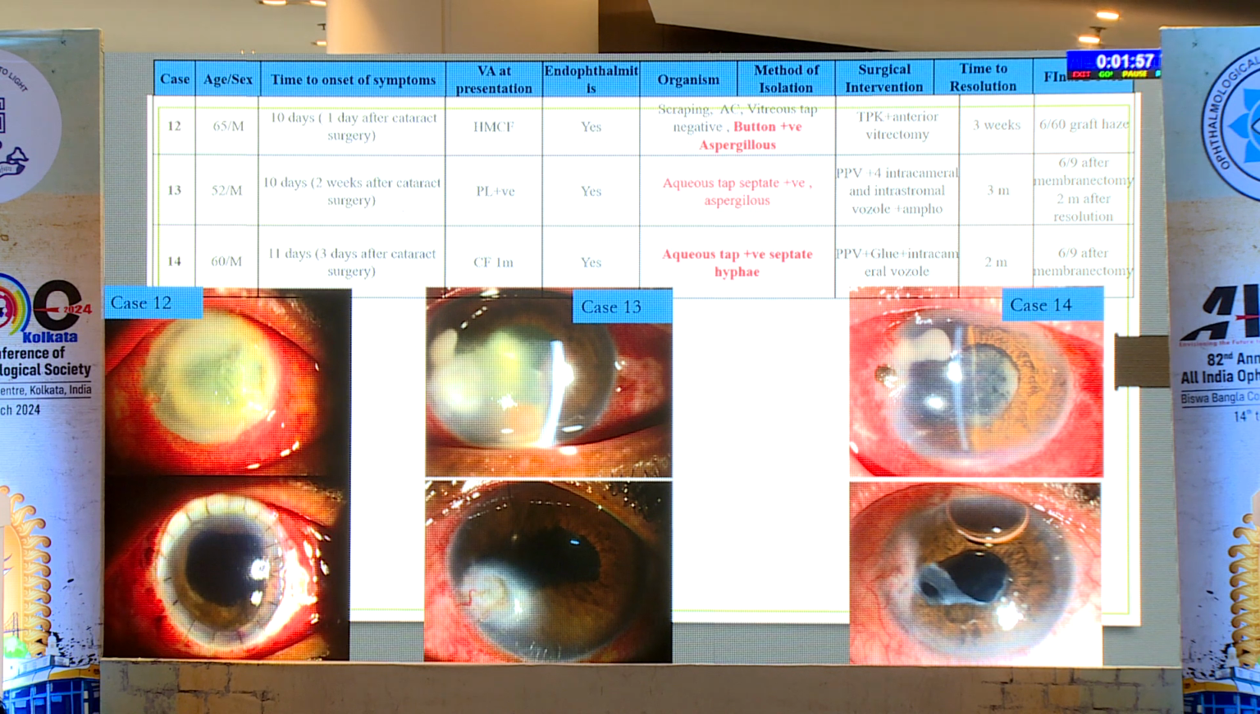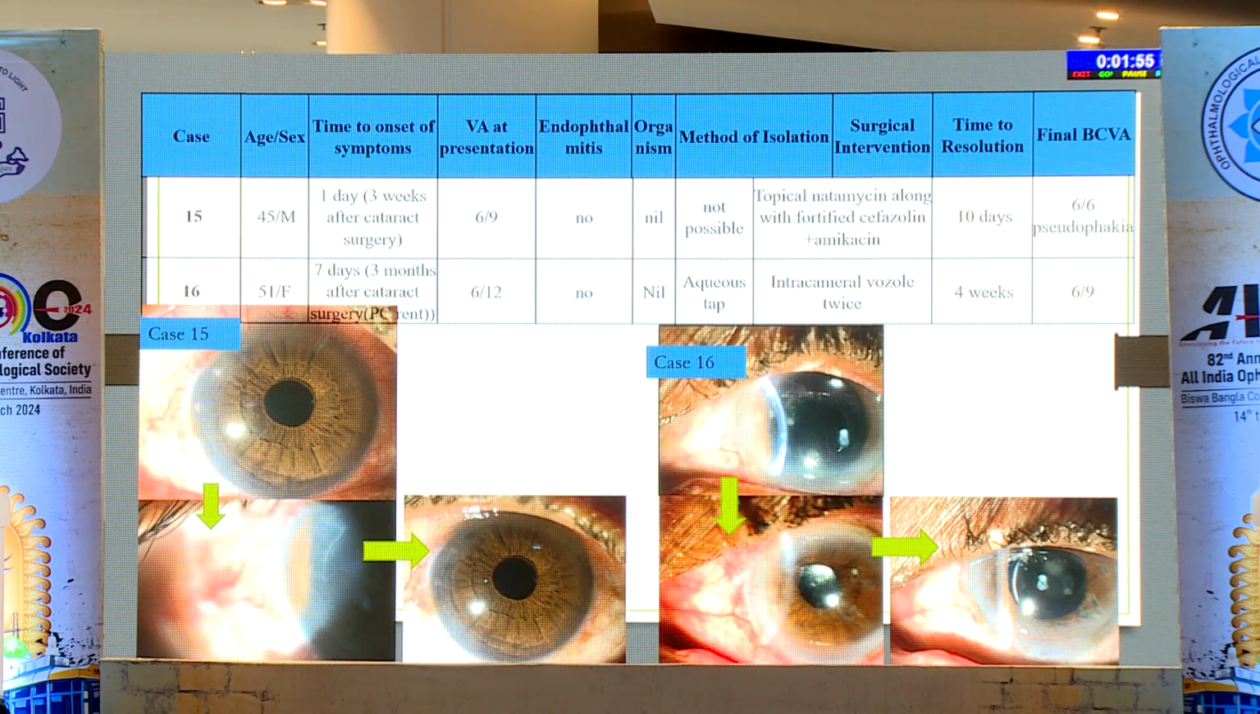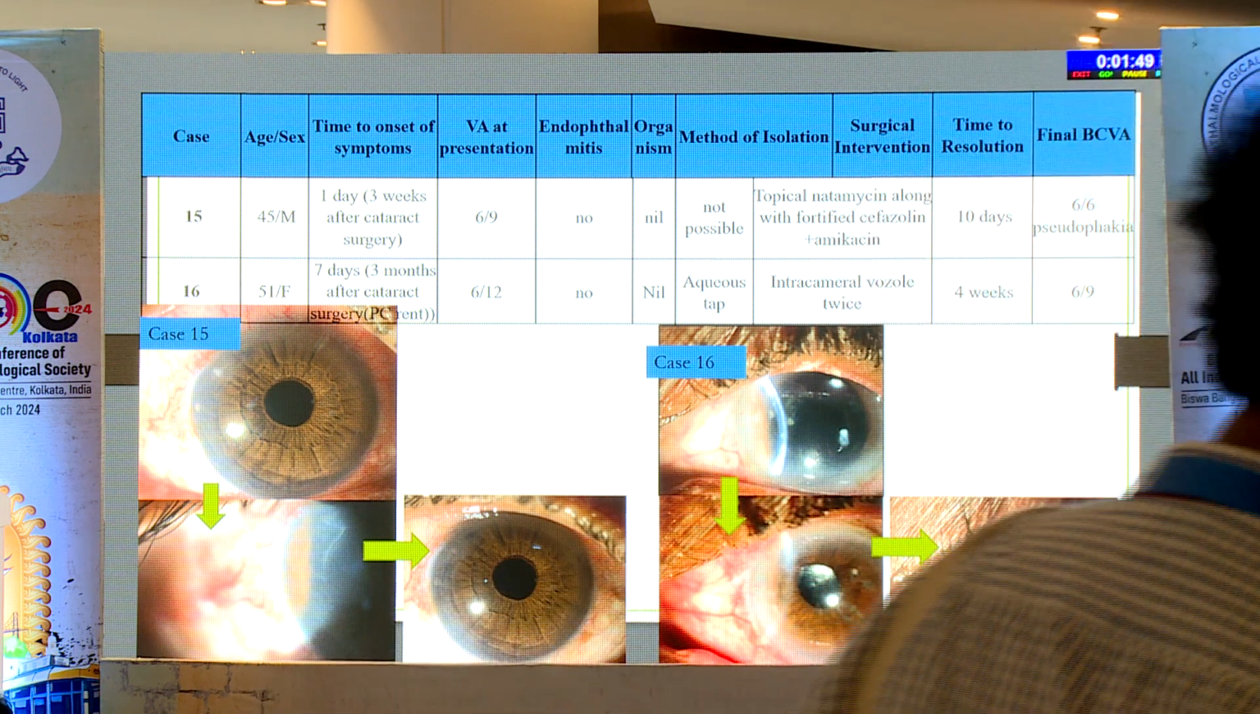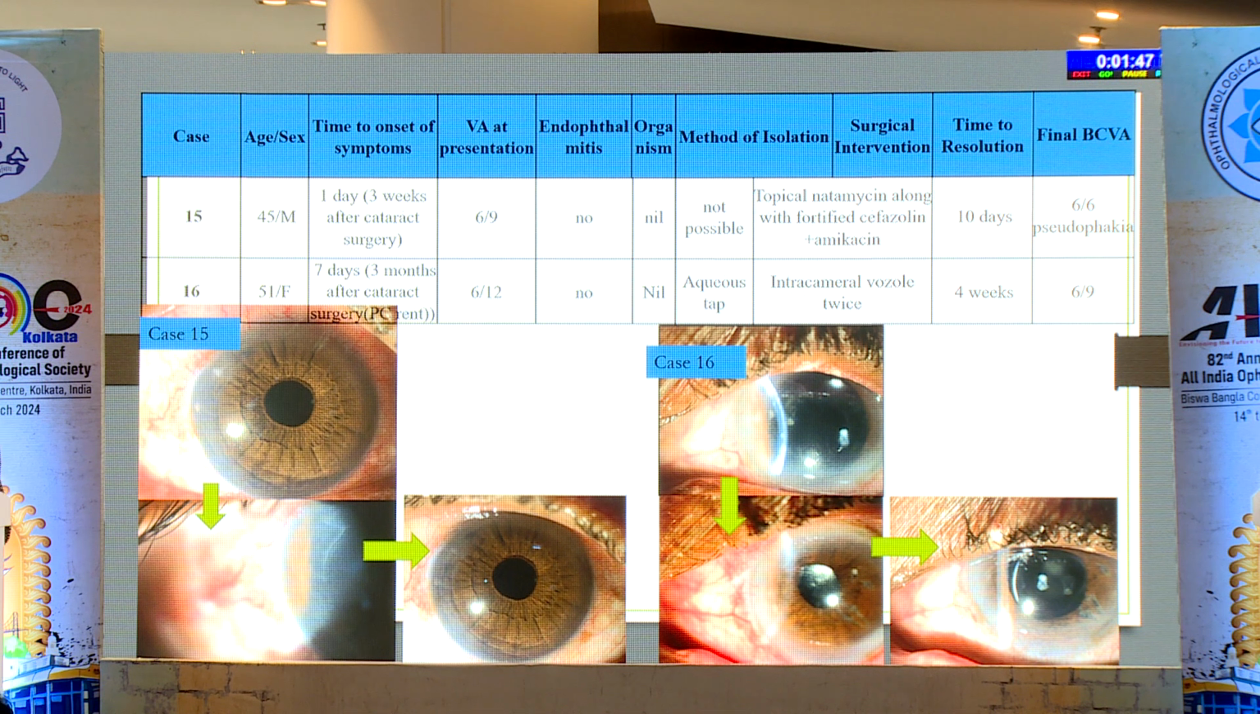after membranectomy. These were very subtle infiltrates, case 15 and case 16. There were just very subtle infiltrates on the main port. In the first patient, sampling was not possible, and we just gave empirical topical natamycin and the patient resolved. In case 16, we tried to do an aqueous tap, but it was negative. But we still went ahead with intracameral voriconazole, and the patient resolved after 4 weeks.